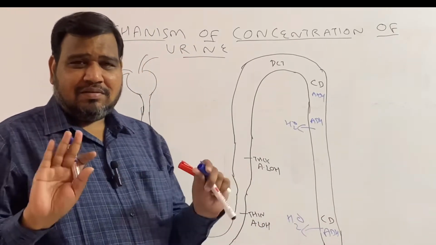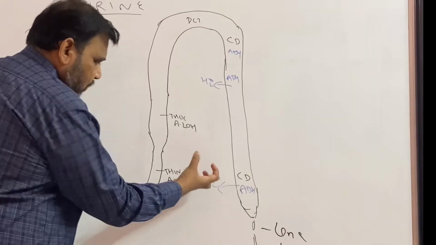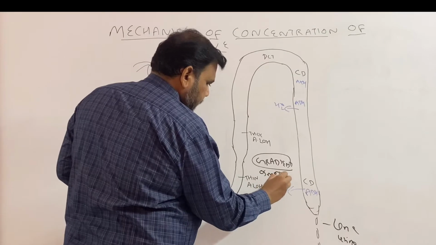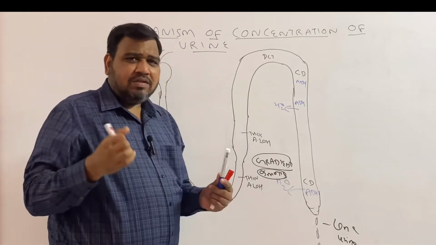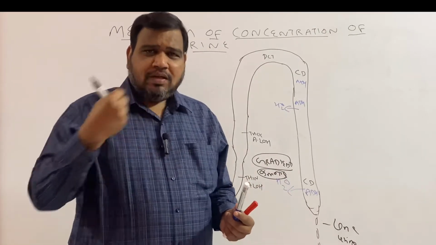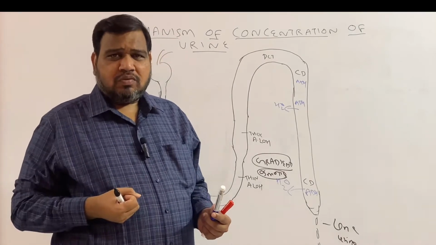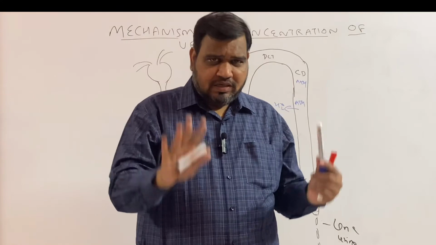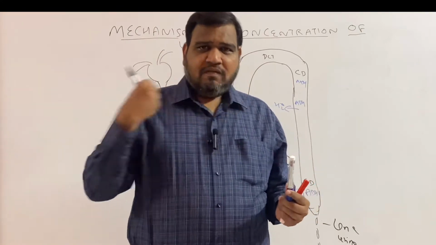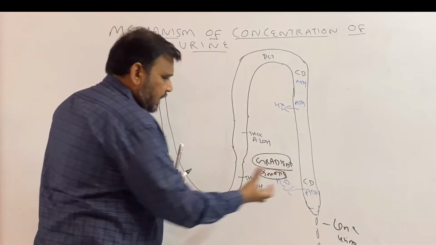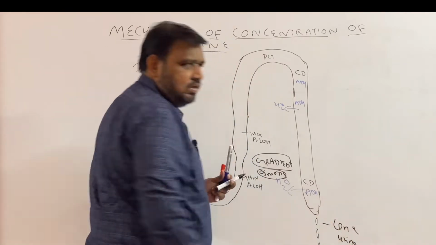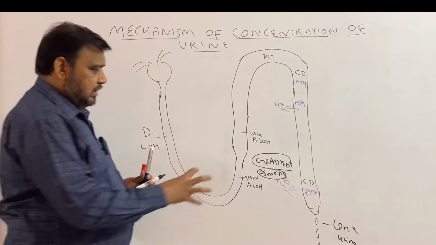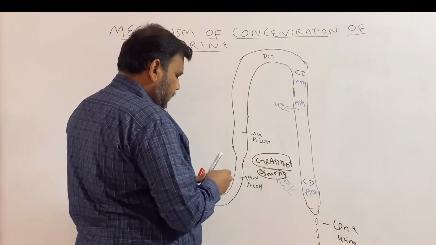But that's not as simple, because for this water to be reabsorbed, I require an osmotic gradient. Only if there is an osmotic gradient can the water be reabsorbed by the process of osmosis. ADH is needed, anti-diuretic hormone. As the name suggests, ADH will help in reabsorption of water. As the water is reabsorbed, I get a concentrated urine. So wherever I need a concentrated urine, that is done. But I require an osmotic gradient.